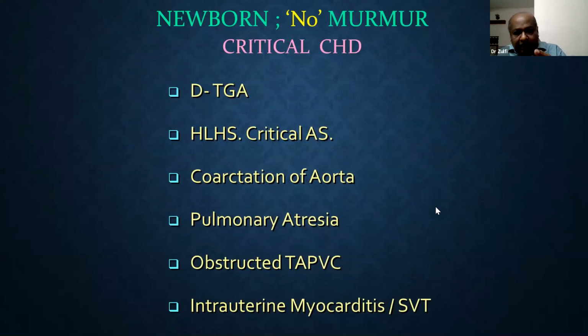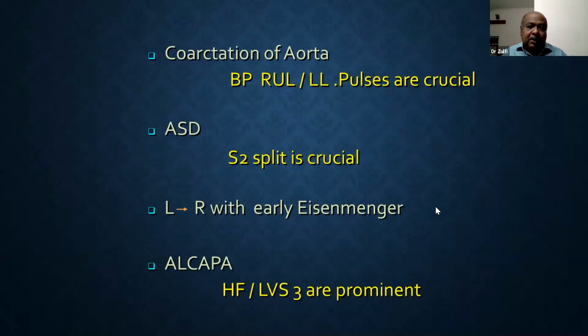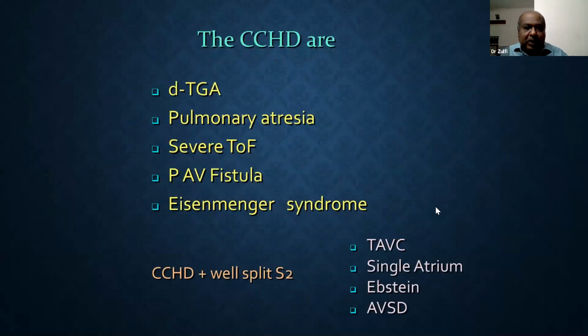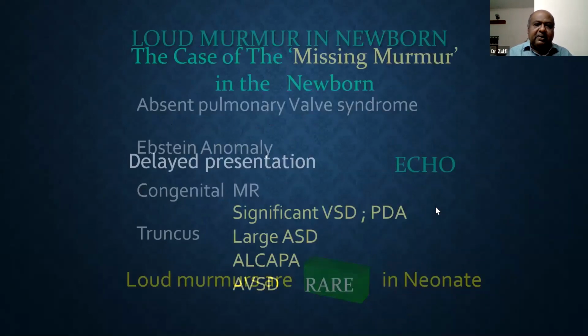For example, critical congenital heart disease like TGA, HLHS, coarctation, pulmonary atresia, and even intrauterine myocarditis will have hardly any murmur. And in an infant also, sometimes the lack of a murmur will accompany significant heart disease like coarctation, ASD, a left to right shunt with an Eisenmenger. Some of them, the murmurs are not at all important. In cyanotic heart disease also, you have TGA, pulmonary atresia. As I mentioned before, you can have a significant problem without a murmur. Now, loud murmurs, especially in the newborn, have to be evaluated by echocardiography because it's rare.